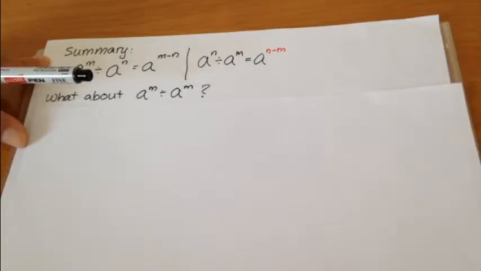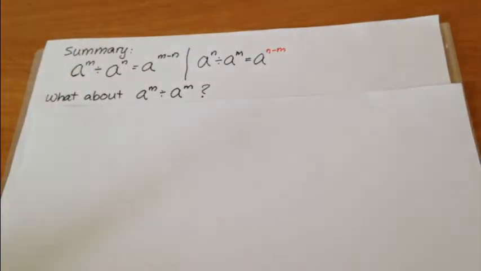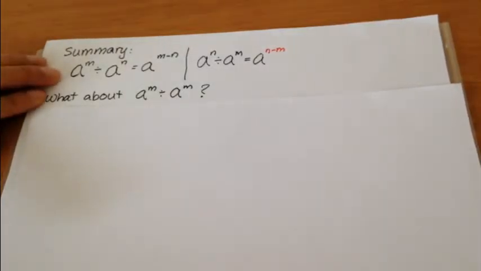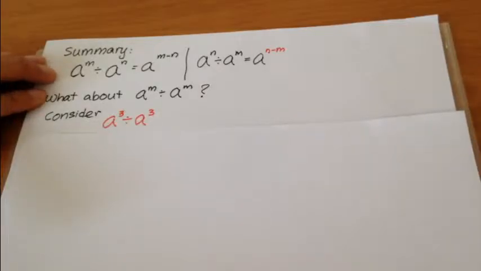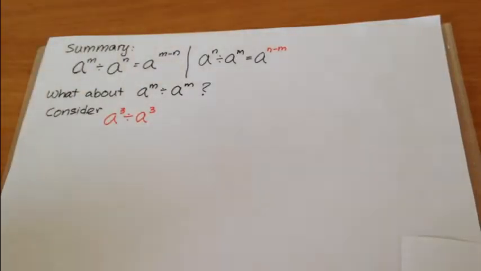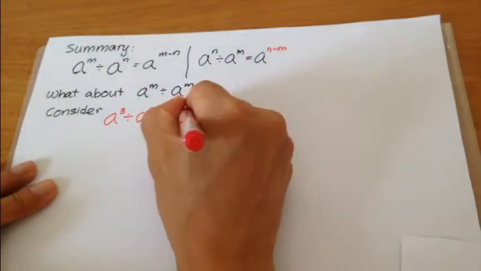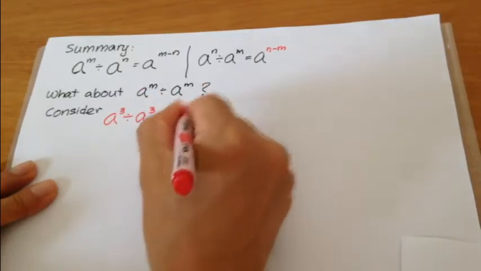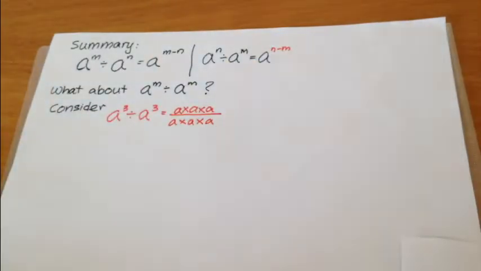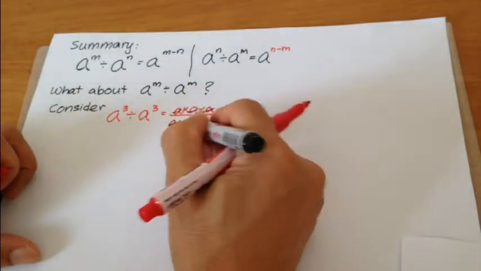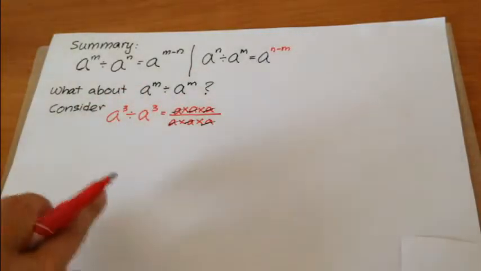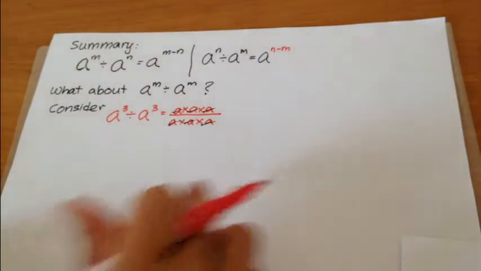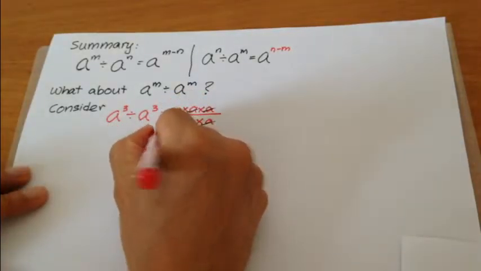Now at this point, you probably will be wondering, what does it mean to have a to the power of m divided by a to the power of m? Before we answer this question, maybe it's good to consider this particular example, a cubed divided by a cubed. So what does that mean? Well, a cubed means a times a times a, by itself 3 times, and the denominator similarly. So if you use cancellation, all the things in the numerator cancel with every single item in the denominator. So in this case, we get 1.